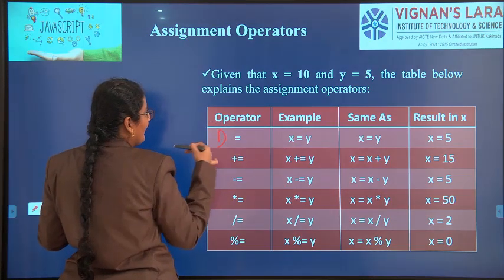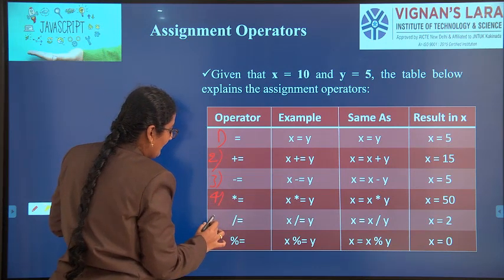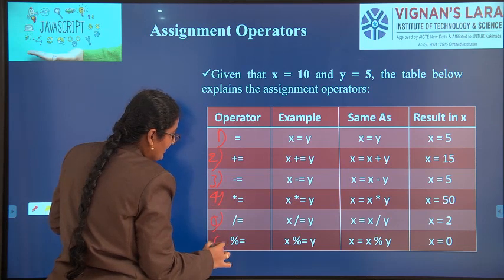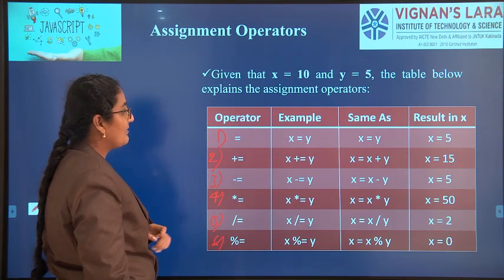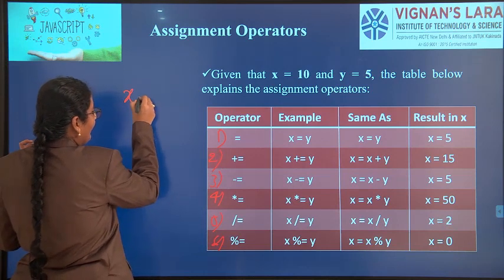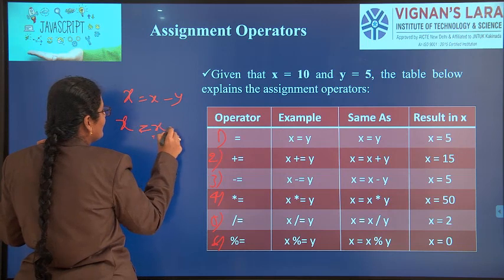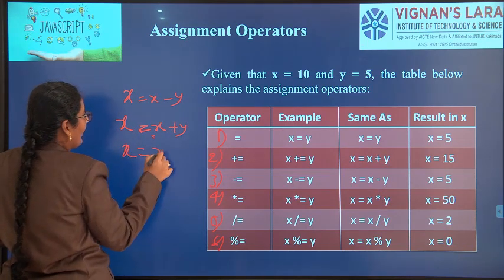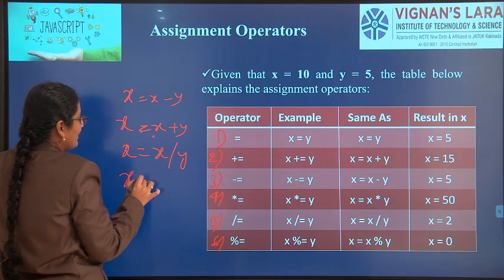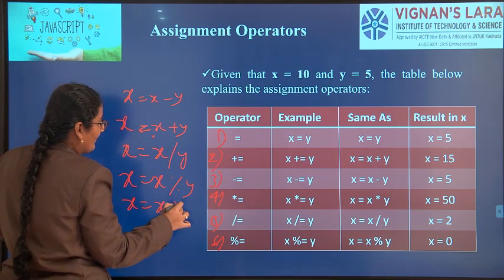So equal to is one assignment operator, plus equal to, minus equal to, multiplication equal to, modulus equal to, division equal to. Six assignment operators we have. The point you have to understand here is, if you want to write x equal to x minus y, x equal to x plus y, x equal to x divided by y, x equal to x modulus y, x equal to x into y.